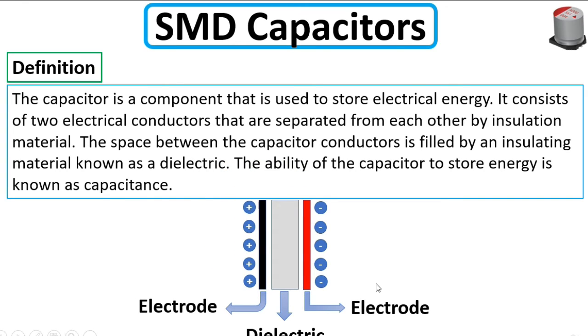So as you can see here, this is basically the capacitor component. Here we have two electrodes. These are metal electrodes, this black part and the red part. And here we have a dielectric material or insulation material. And here, of course, this electron means energy, because the capacitor has the ability to store energy.